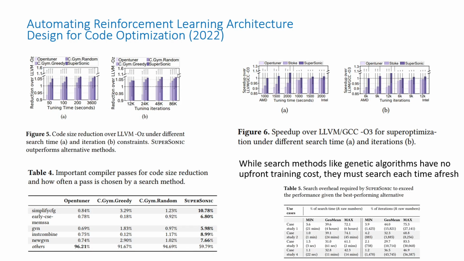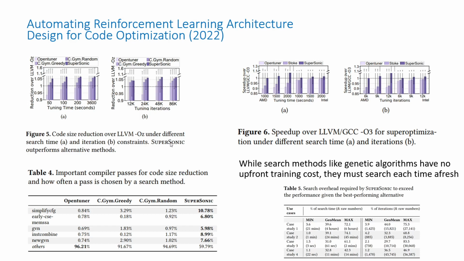Here you see the results for the final two problems, the code size reduction. And remember that for code size reduction, you choose from a set of 123 compiler passes, which you can use multiple times and in any order. Here Supersonic is being compared against compiler gym. It not only compares against compiler gym, but underneath it also uses compiler gym, similar to the other problem in superoptimization, where they use Stoch underneath but also compare against Stoch. You can see that in this problem, it beats Stoch in all cases for AMD and Intel. The same goes for number of iterations and tuning time. For code size reduction, you also get similar results, beating in all cases.